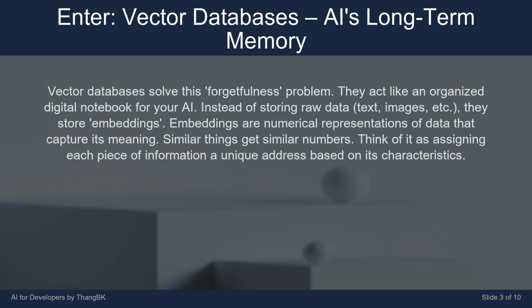They act like an organized digital notebook for your AI. Instead of storing raw data, text, images, etc., they store embeddings. Embeddings are numerical representations of data that capture its meaning. Similar things get similar numbers. Think of it as assigning each piece of information a unique address based on its characteristics.